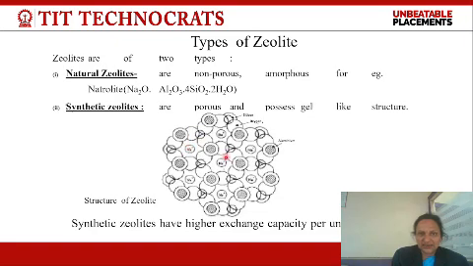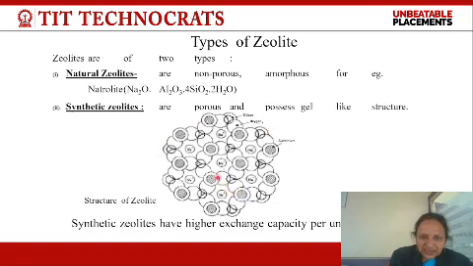See this structure? These are the aluminum particles. Three aluminum particles are arranged in a triangle. These aluminum particles are connected with oxygen. These are the oxygen molecules. And these oxygen molecules are connected with silicon. Okay, this is the full structure of zeolite.